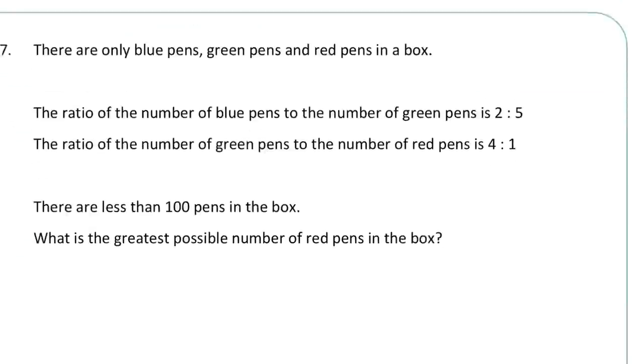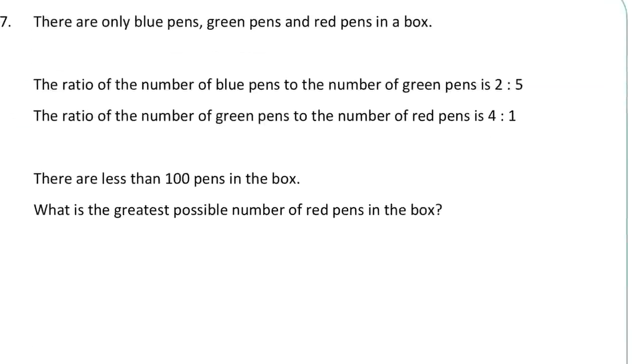Okay. There are only blue pens, green pens, and red pens in a box. The ratio blue to green is 2 to 5, and the ratio green to red is 4 to 1. There are less than 100 pens in the box. What is the greatest possible number of red pens? Before we look at this next part, I've already noticed there is a crossover, in this case green pens, in both of these ratios.